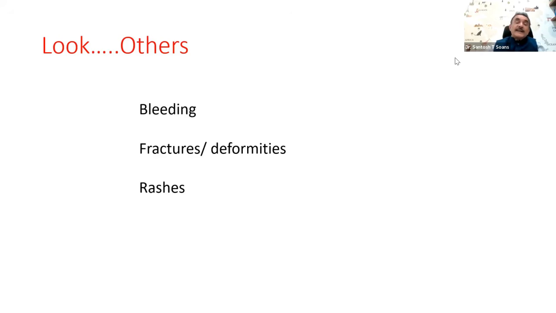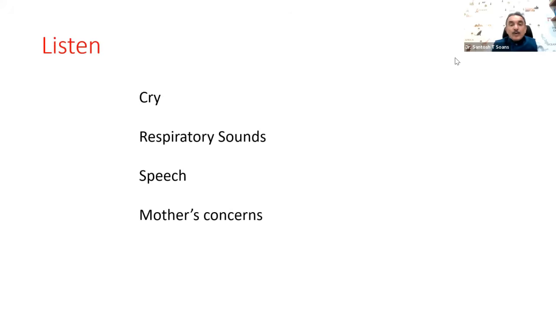Rashes, different types of viral exanthematous rashes, meningococcal rash. They have severe bleeding, that is, a petechial rash will be there. Dengue type of rash. Then measles. All these rashes you will be able to diagnose in the OPD. And listen for the cry, like a high-pitched cry, usually in CNS conditions. Then you get respiratory sounds. For example, you can have rhonchi, crepitations, stridor, etc.